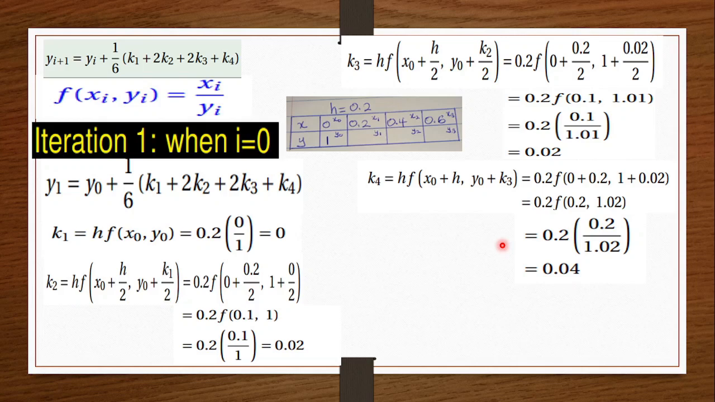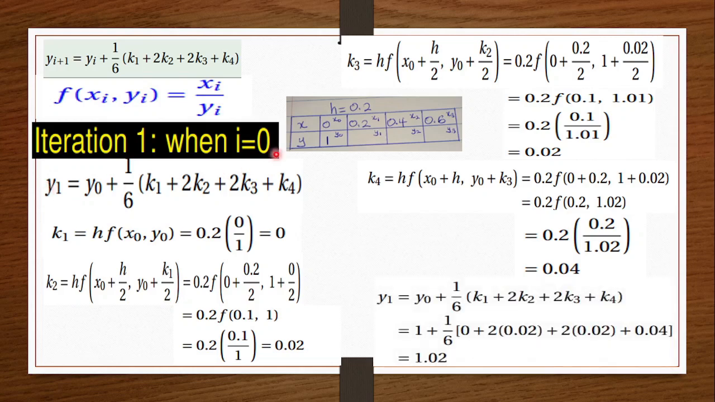All right, so we can see that we have found our values for k1, k2, k3, and k4, and we also know y naught. That means we can find the value for y1. So when we put the values that we just found inside, we can finally say that the y1 value that we are getting is 1.02. So we can put the value inside our table here, that our y1 value is 1.02.